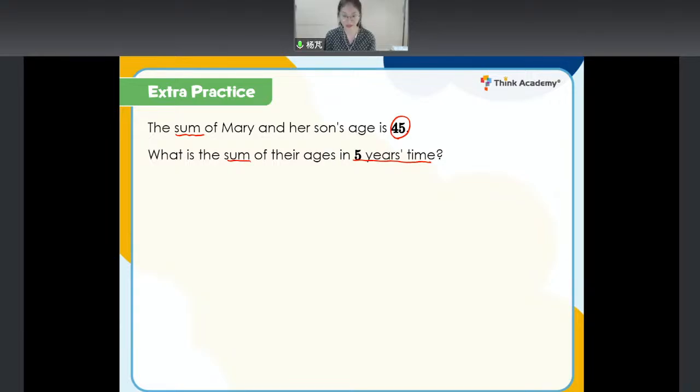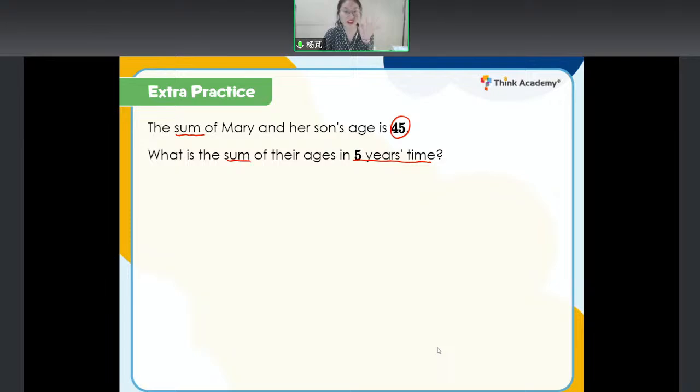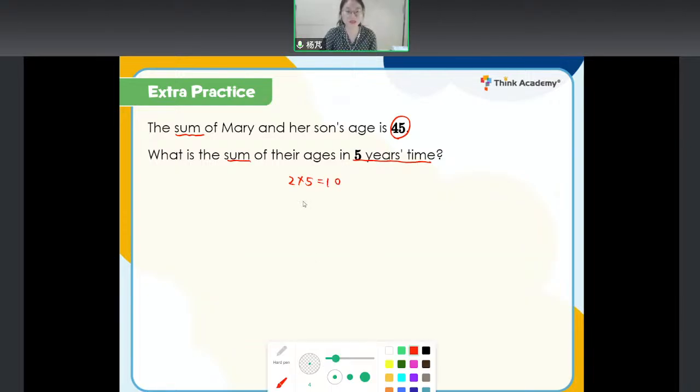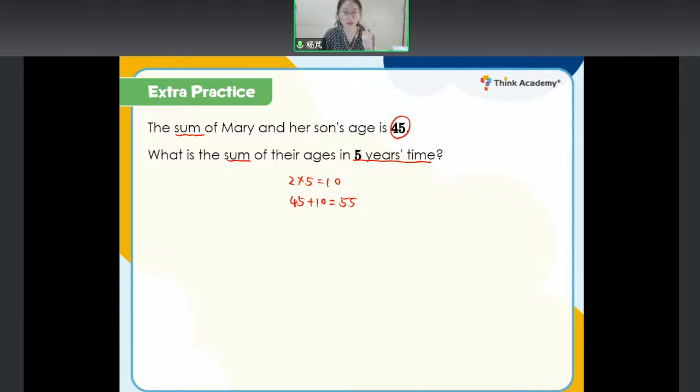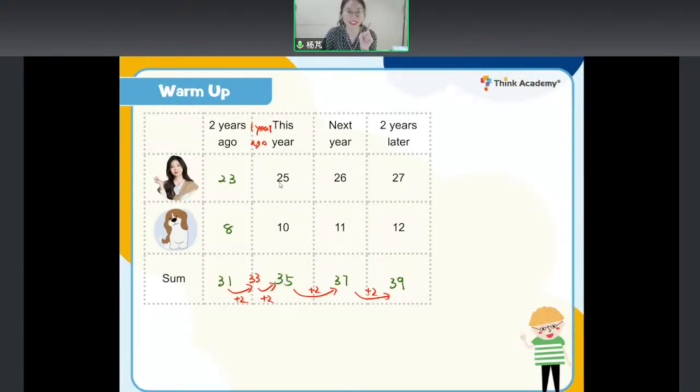Oh, I have already seen the answer. Good job. After we find the rule, increase by 2, it will be super easy, right? Because each year it will increase by 2. If we have 5 years, the sum will increase by 10. 2 times 5 equals 10. So if this year is 45, 5 years later it will be 55. Get it? Be careful. 2 people's ages increase by 2, but sometimes read carefully.